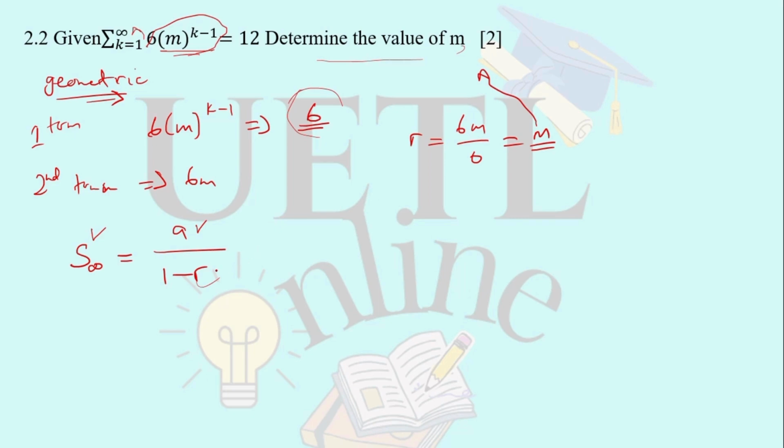We can simply find the m. Okay, so let's go on. Here we can say that 12 is equal to, let's substitute our a, which is 6, over 1 minus r. Our r is m, so we substitute m here. Okay, so now we can divide this 6 and divide this one.